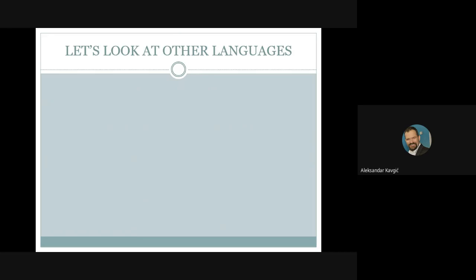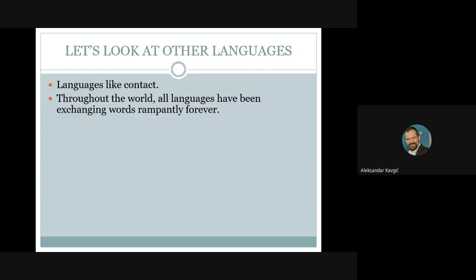Let's look at languages that also were in contact and borrowed heavily. Languages like contact. So, as we mentioned, there are very few extremes. There are very few languages that did not change at all. And they usually either did it artificially or they live without contact to other communities. But languages like contact. And whenever languages come into contact, they exchange words.